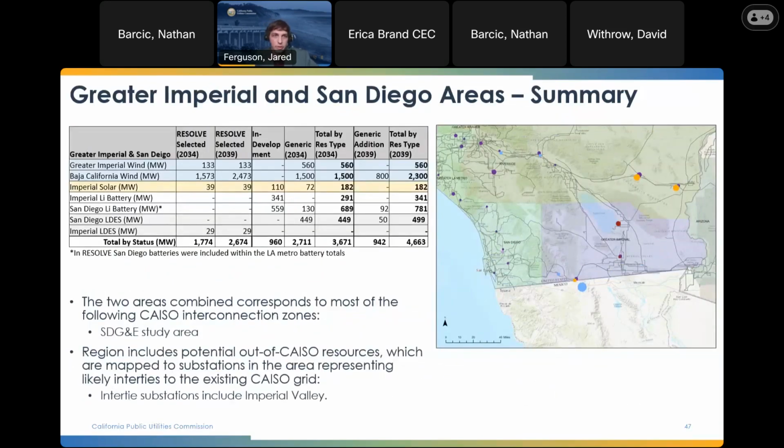And then the last and southernmost area of this travel down the state are the Greater Imperial and San Diego areas. These two areas correspond to most of the SDG&E interconnection zone, and it does also include the intertie point of Imperial Valley with the IID system. So we do have some geothermal in the Imperial area interconnecting at Imperial Valley into the ISO. Next slide.